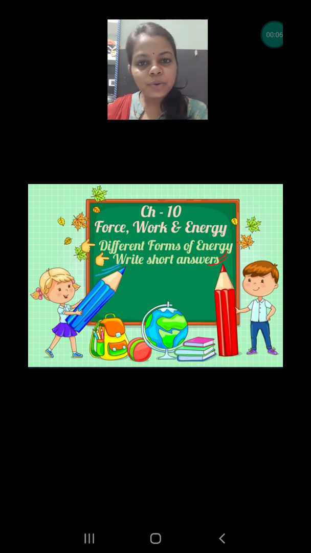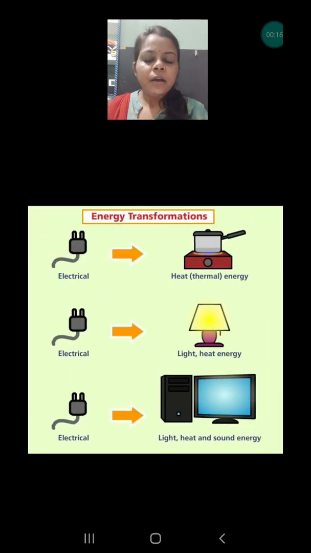Today we are going to cover the last topic of this chapter, that is different forms of energy, and after that we will also discuss the short answer questions based on this chapter. First of all, I would like to explain about energy.